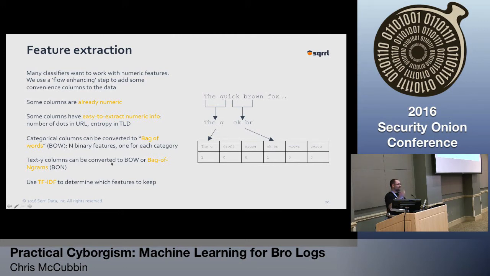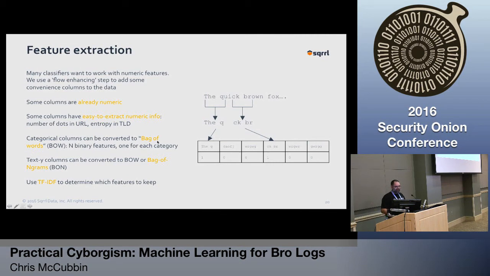Some columns are already numerical, and a lot of these things want numeric data to do their analysis. Some columns are already numeric, like bytes in, bytes out. Some look numeric, but really aren't, like HTTP codes such as 400, 200. They're not really numbers, it's really an enumerated type. And then there are some plain old strings, like the HTTP request, the string of the user agent, all those kinds of things.